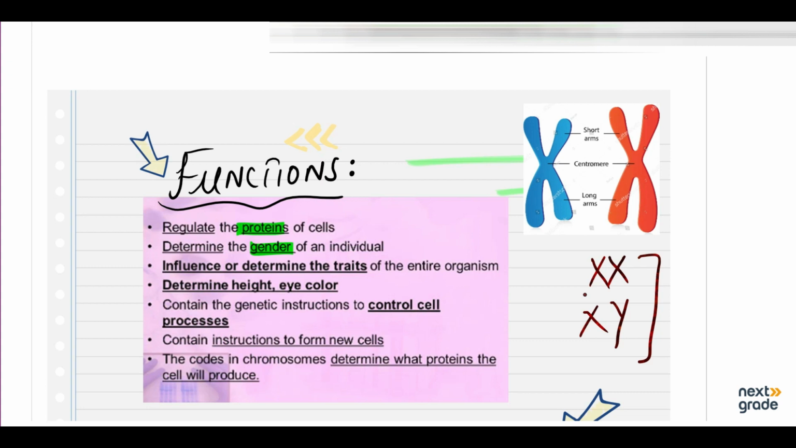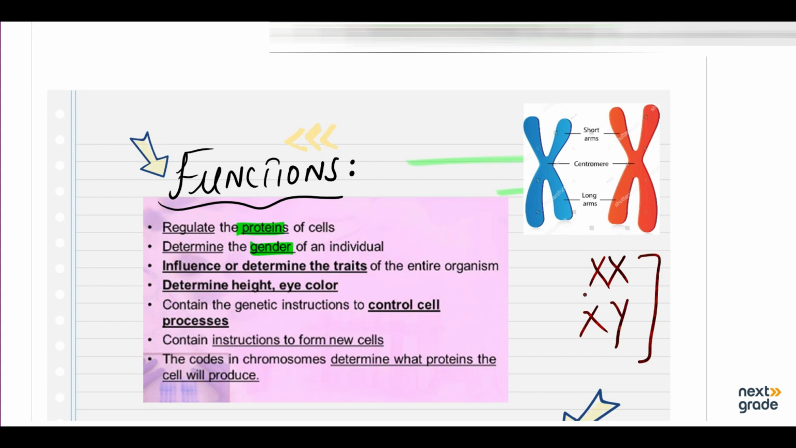It also influences or determines the traits of the entire organism, like your height, your eye color. These are things that your chromosomes determine, this comes from genes. Chromosomes contain genes, okay?